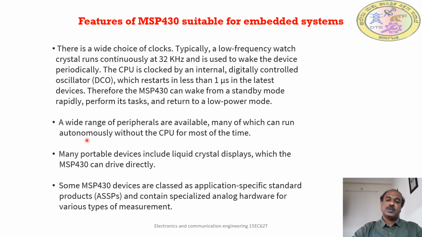The next feature is that a wide range of peripherals are available in this MSP430 microcontroller. There are a number of peripherals available. For example, it has ADC, it has DAC, it has a comparator, it has a hardware multiplier. So there is a wide range of peripherals available in MSP430, and many of these peripherals can function without the need for the CPU. That is one more important feature of this MSP430 microcontroller.